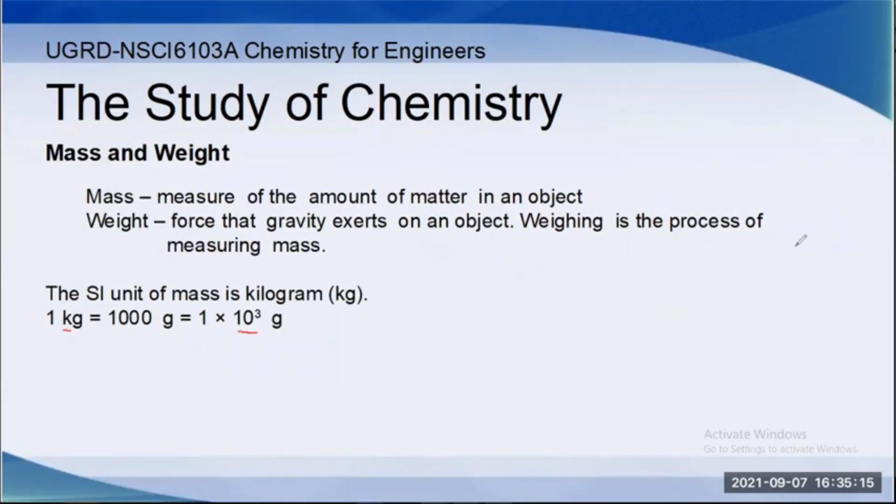Okay, and then centimeter, which is 0.01, decimeter 0.1, millimeter 0.001, micrometer 0.000001, and so on and so forth. So those are the prefixes for our scientific notation. So I hope you still remember those. Okay. So that's it for our mass and weight.